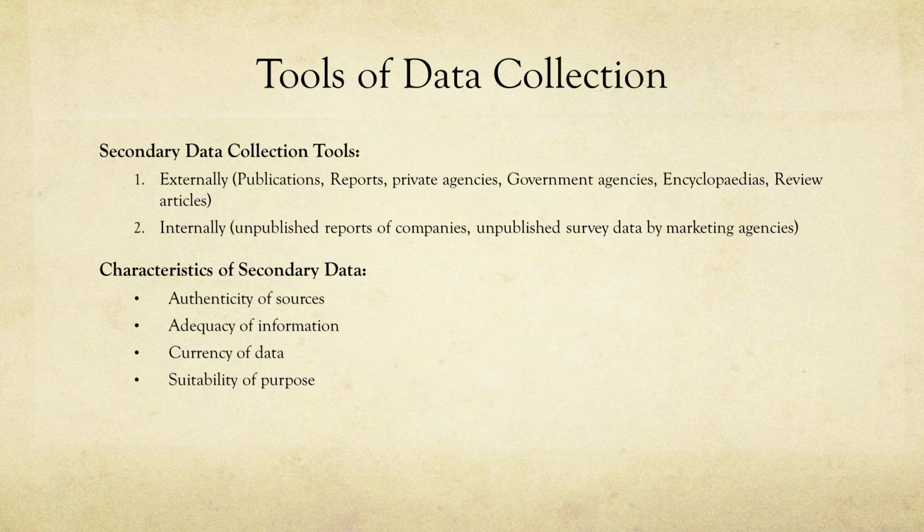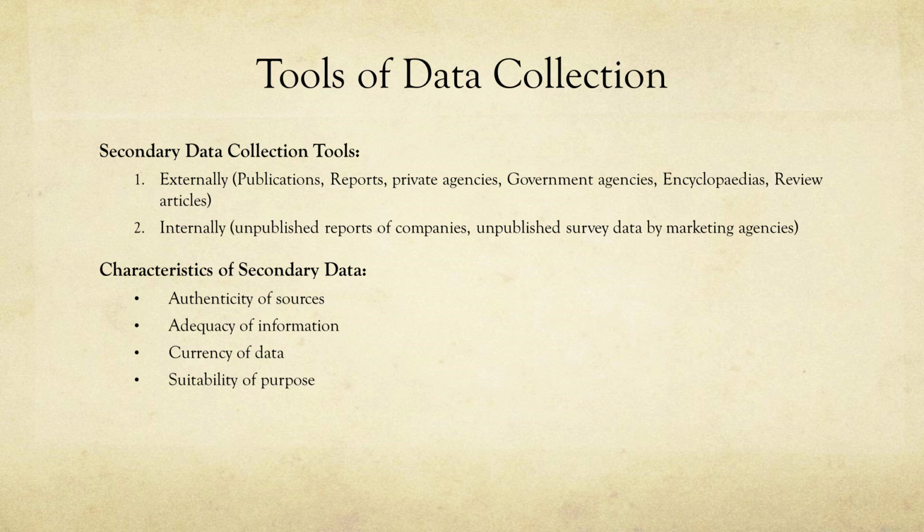Now, there are certain characteristics which you need to keep in mind when you're collecting the secondary data. One of the characteristics is it should be authentic. The sources from which you are getting the data should be authentic. It should always be cross-checked whether those sources are reliable or not. Second, the accuracy of the information. Please check whether the information that is being provided is accurate or not. You should not include misleading information in your data.